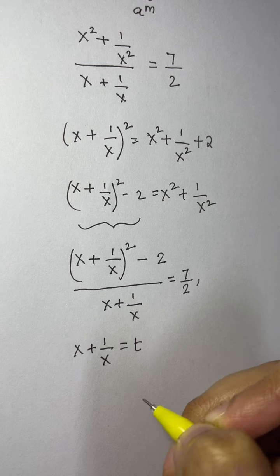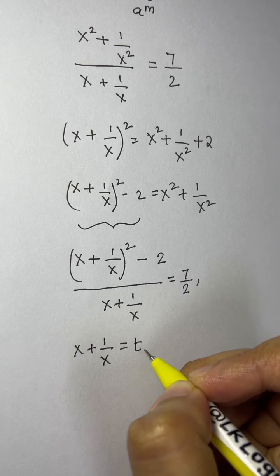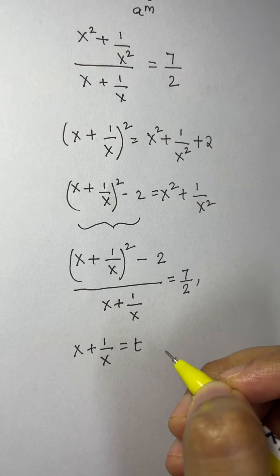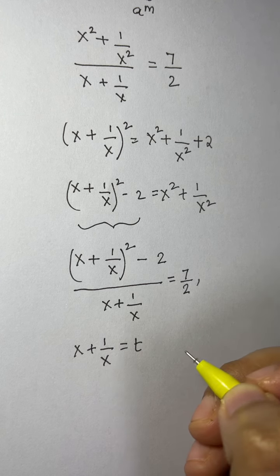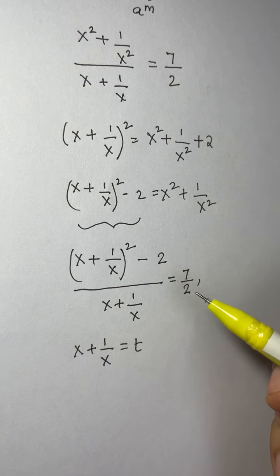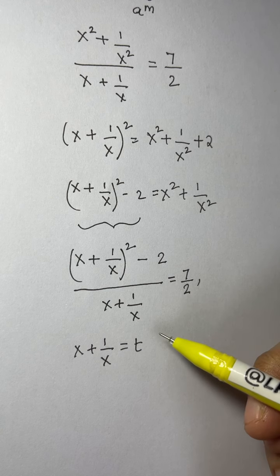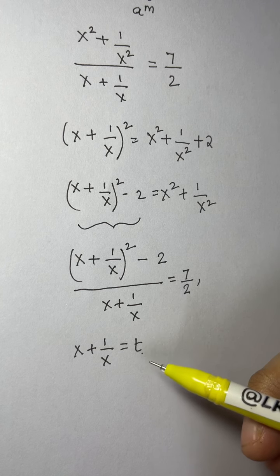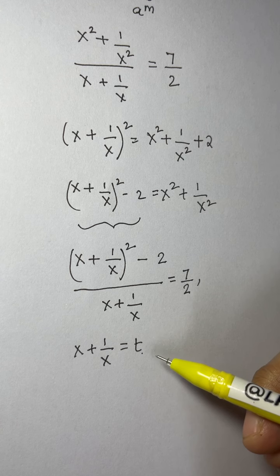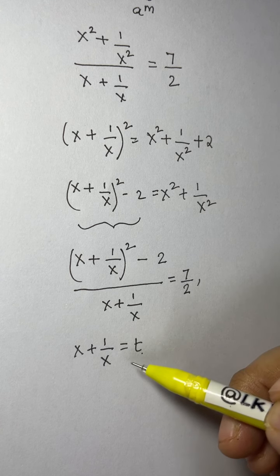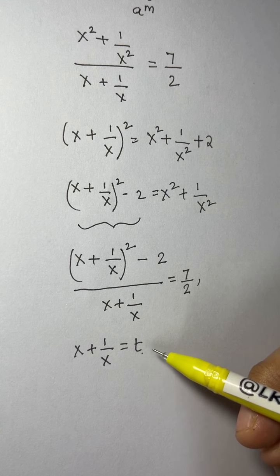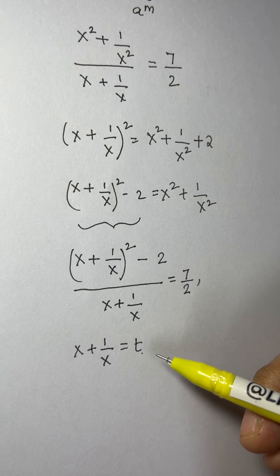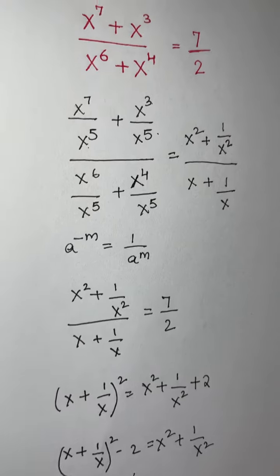Now pay attention. What's the range of this t? It's always positive. We have to prove that. How will it always be positive? Look, if x is positive, this equation holds and t is also positive. If x is 0, then 0 goes into the denominator, so this equation cannot hold.